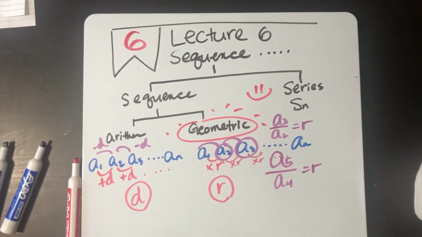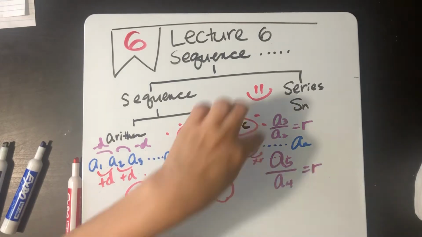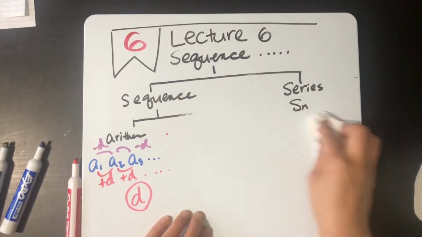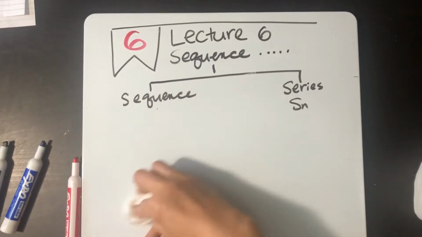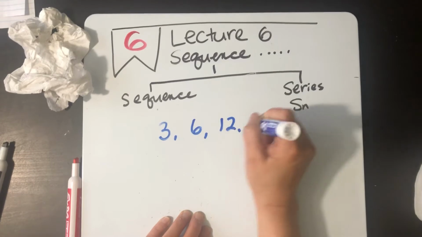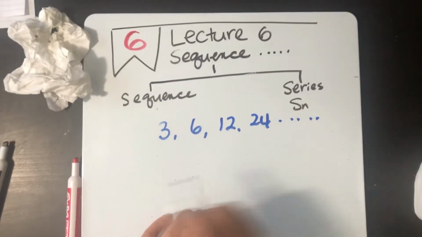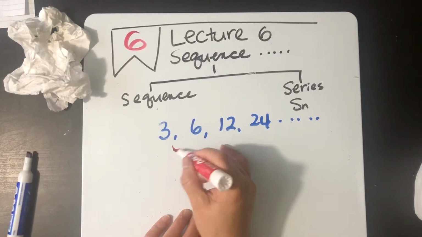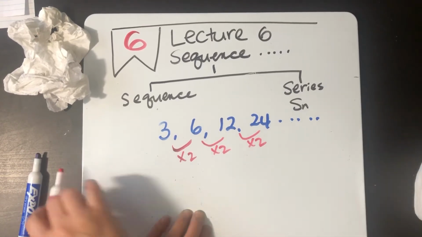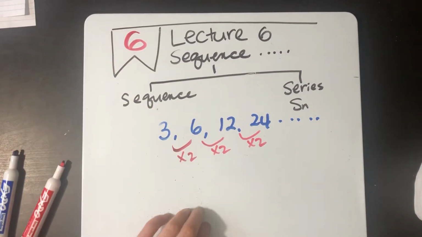And that's a very good thing you need to know. Why do we have to divide when we know it's a multiplication? Well, when you have 3, 6, 12, 24, this kind of sequence, you don't have to divide. You know the R is times 2, times 2, times 2. But sometimes it's not that obvious. Then you need to divide.